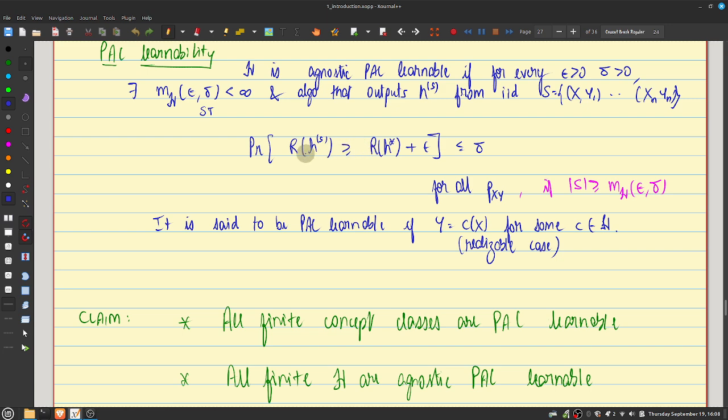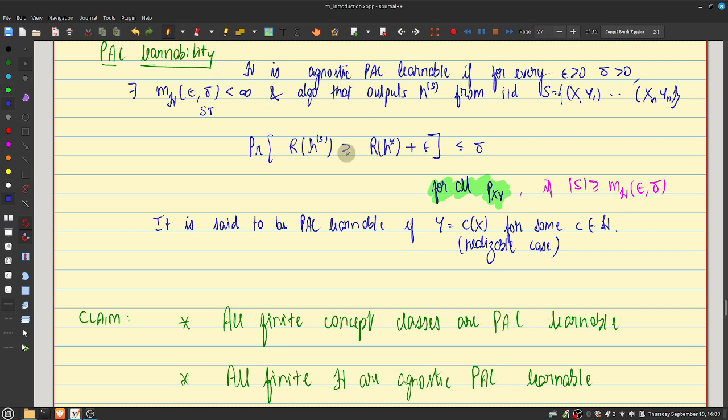So the probability that the generalization error of the learning algorithm is greater than the best possible generalization error within the hypothesis class plus some epsilon, this particular probability is at most delta, right? And this holds true for all pxy, right? So irrespective of what the underlying ground truth is, you will always be able to achieve this as long as the number of samples that you have is at least this particular quantity, right?